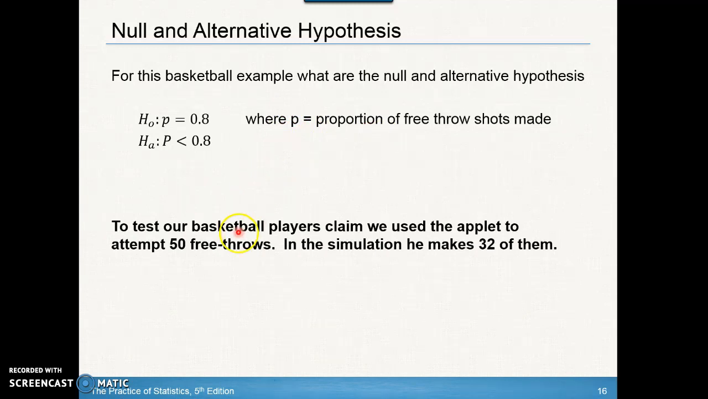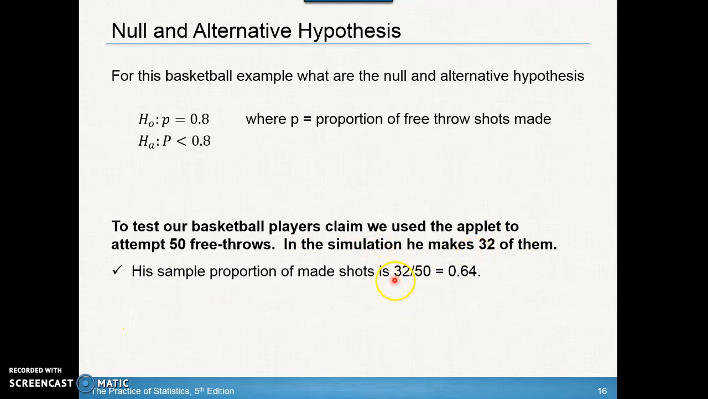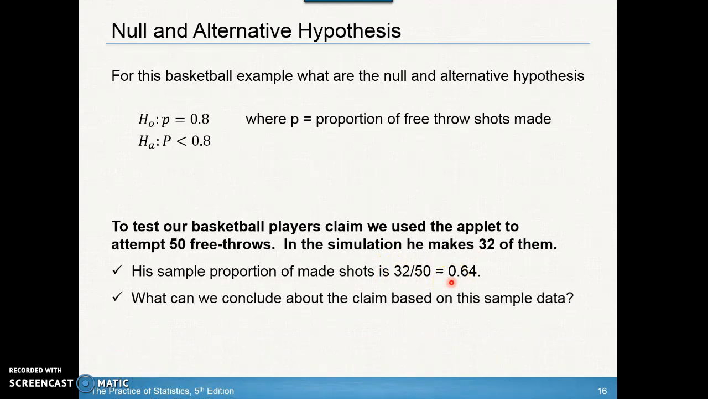So to test our basketball player's claim, we use the applet to attempt 50 free throw shots. In the simulation, he makes 32 of them. So his sample proportion of shots made, based on the simulation, was 64%. What can we conclude about the claim based on this sample data?